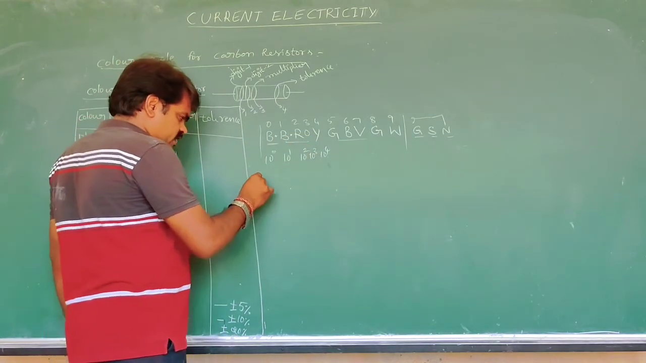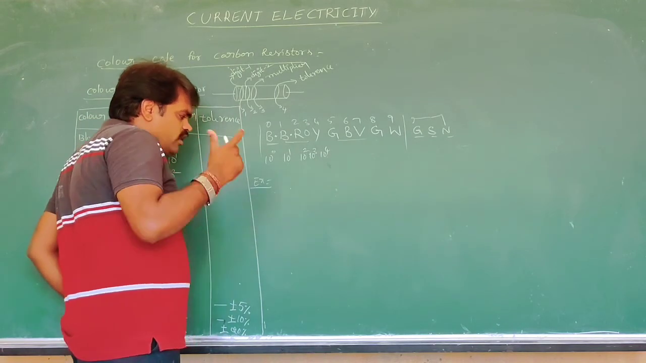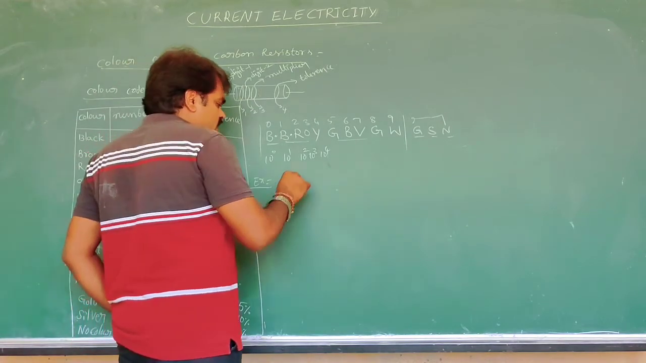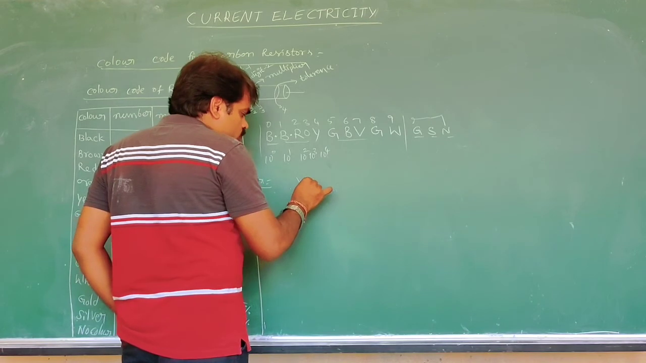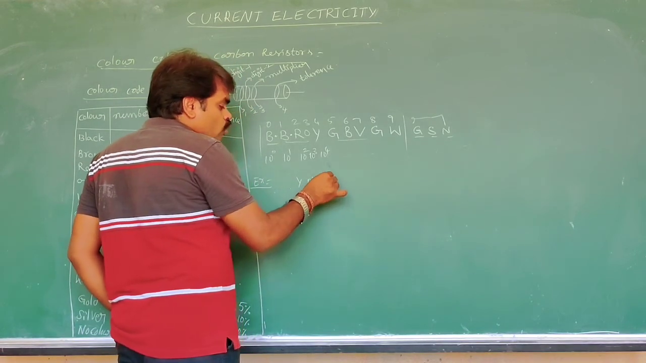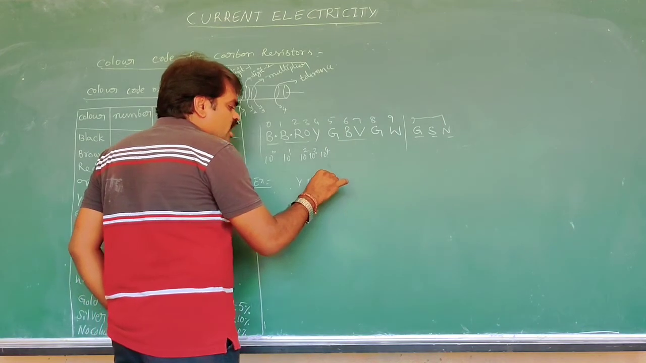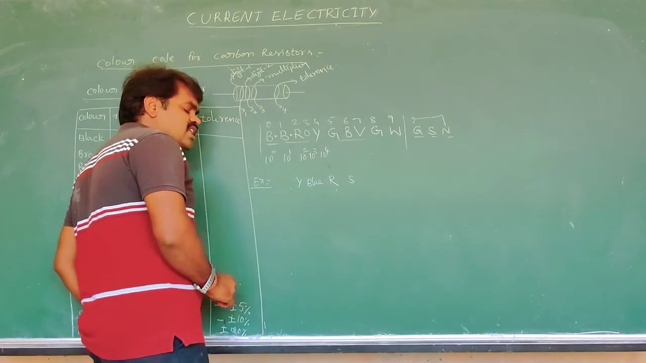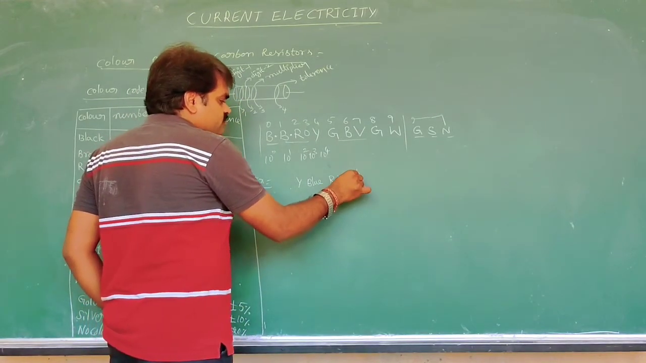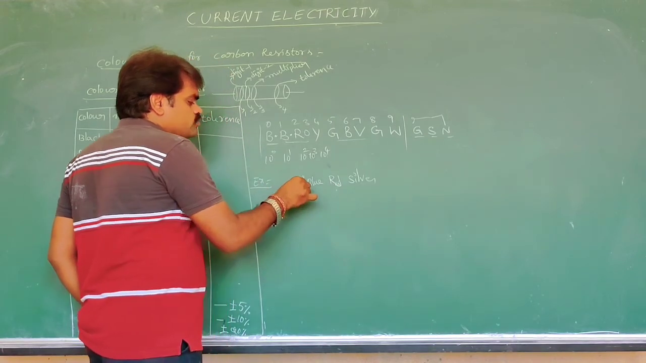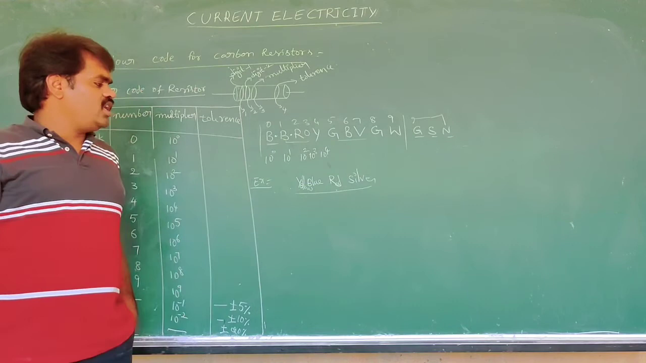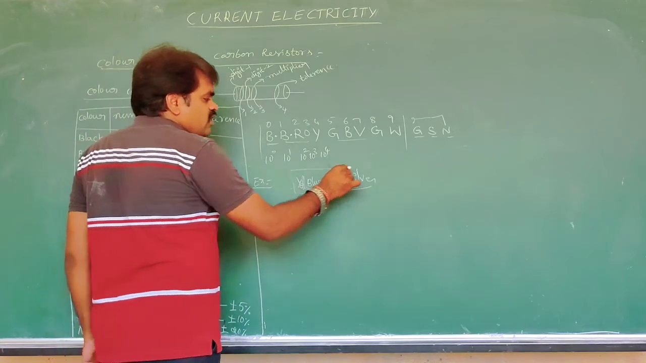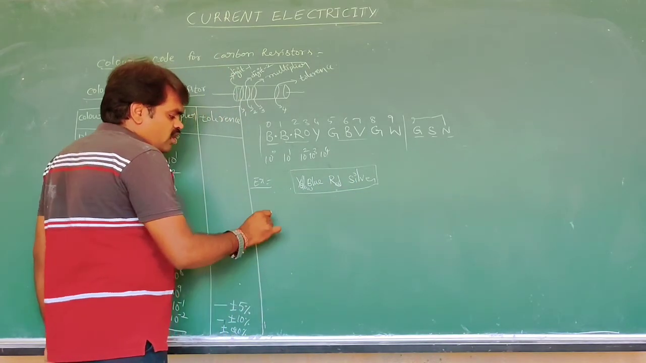Now, for example, one question. Carbon resistors having the bands yellow, blue, red, and silver. The fourth band is silver. These are the color bands on the carbon resistors. Find the value of resistance.